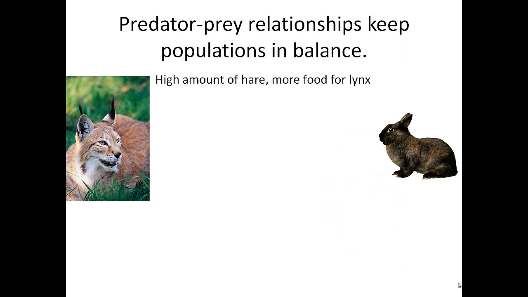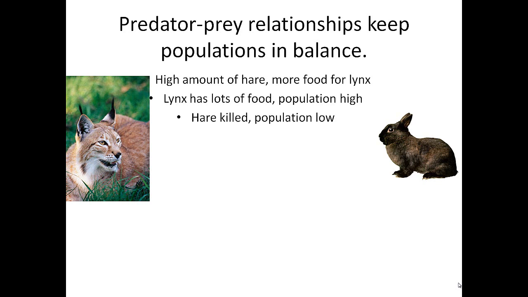Predator-prey relationships help keep a population in balance. So I'll show you a graph shortly that goes between the lynx and the hare. Natural predator-prey relationship. Imagine, if you have a lot of hare in an area, then there's more food for the lynx. Since the lynx has a lot of food, it's healthy, it's robust, its population is very high. As the population of the lynx increases, more and more hare get killed, so the population of the hares decreases. When there's not enough hare, there's not enough food for the lynx, so the lynx start to die off.